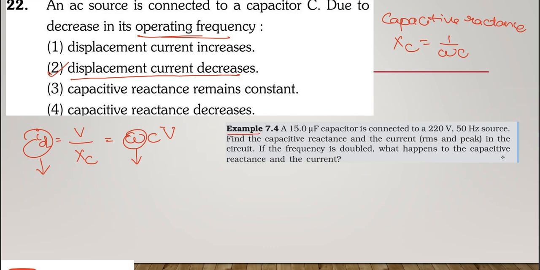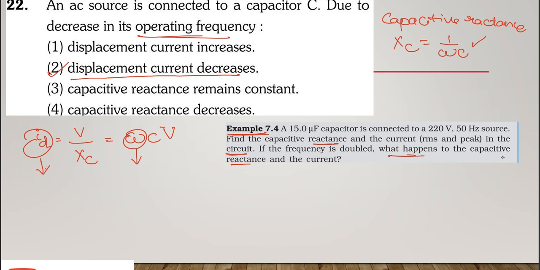The same example was there over here. A 15 microfarad capacitor is connected to a 220 volt, 50 Hz source. Find the capacitive reactance, for which you can use this formula, and the current in the circuit, for which you can use this formula. Then the frequency is doubled. What happens to the capacitive reactance?